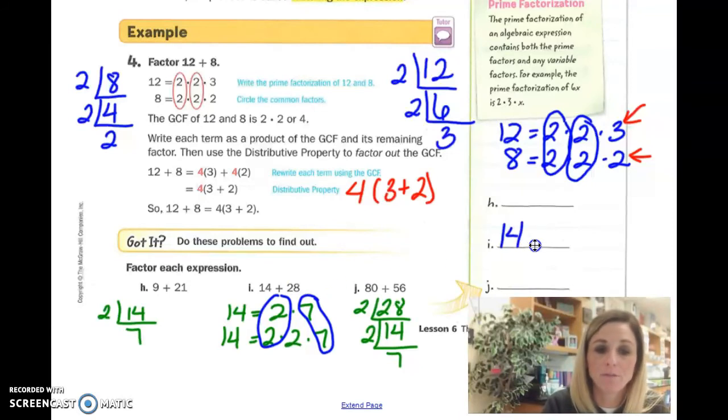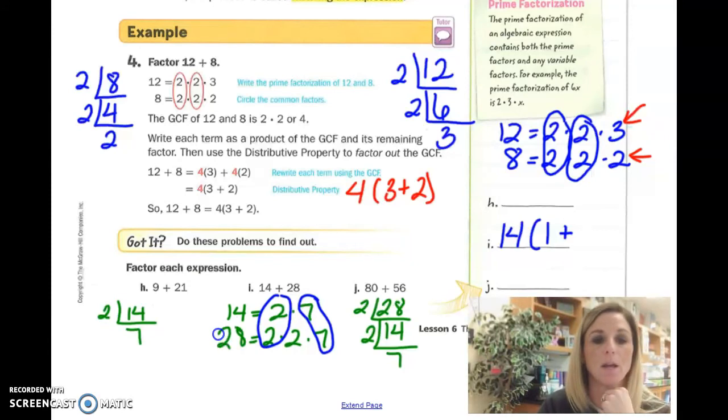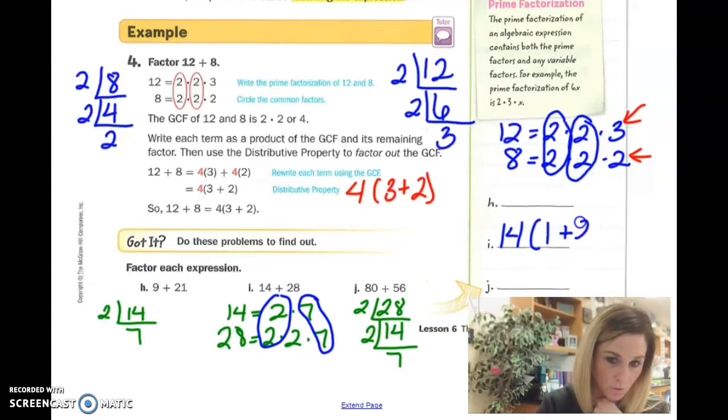So it's going to be 14, and then do I have anything left with my 14? No, but I'm going to multiply that 14 by 1 because that's going to stay the same. Plus, and now I take my, I'm sorry, this should be 28. Oh my goodness, friends. I am tired. All right, 28. So now I look at this and I know that I'm going to multiply that by 2.